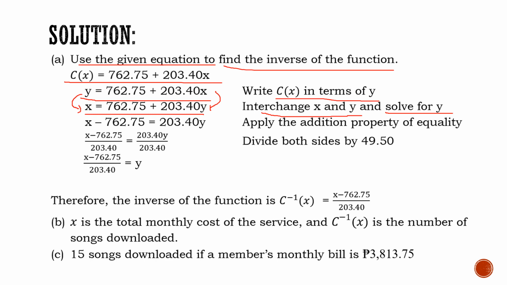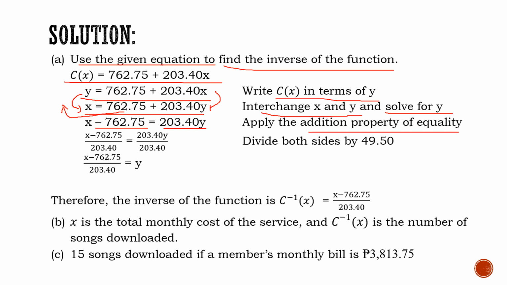Then apply the addition property of equality. So we need to transpose or transfer this 762.75 to the other side of your equation. So it becomes x minus 762.75 is equal to 203.40y.